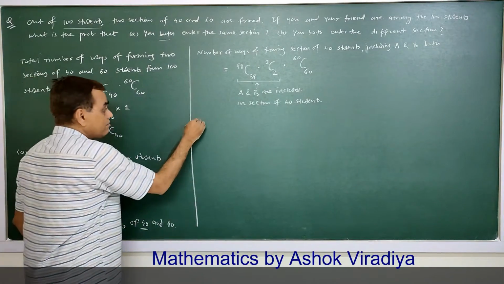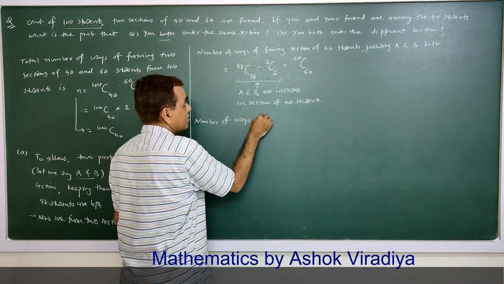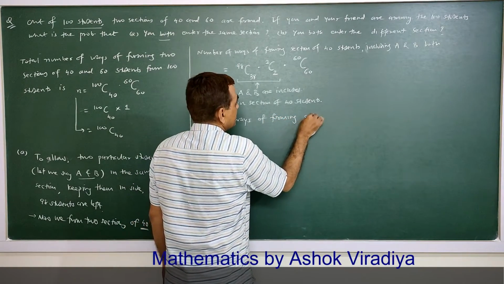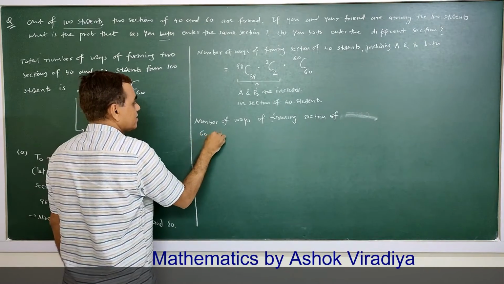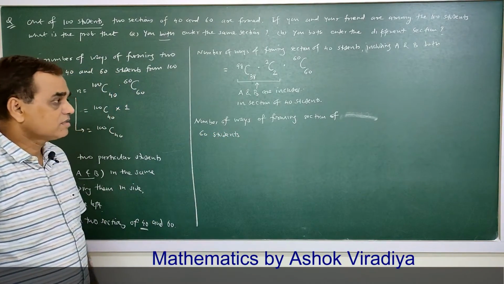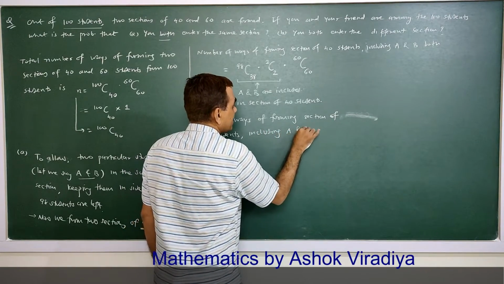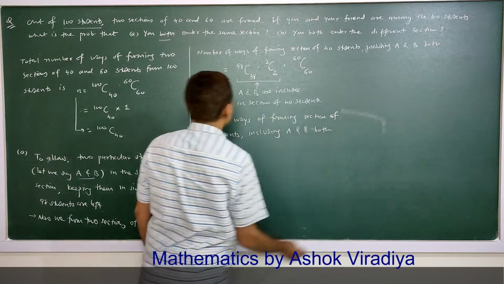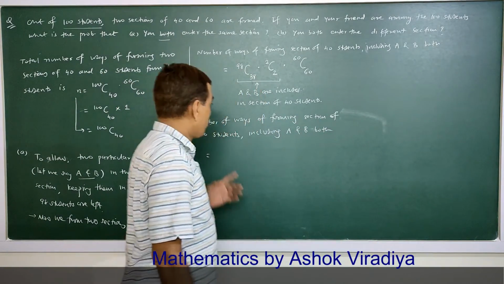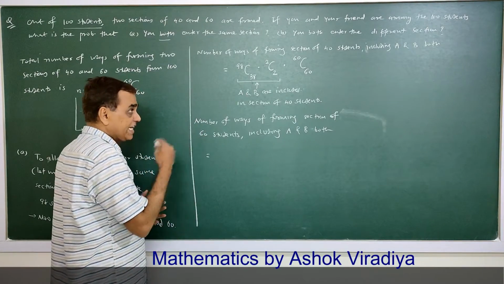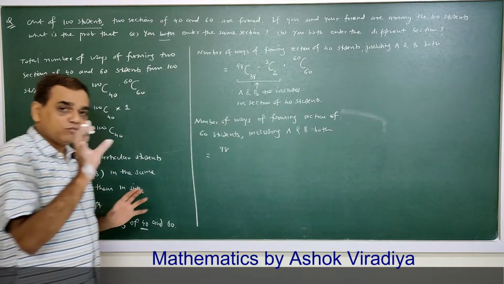Now similarly, number of ways of forming section of 60 students including A and B both equal to, now we want both particular students in section of 60 students. So total number of ways of forming such section including A and B is, so from 98, see already 2 students are standing inside whom we want to include in 60.